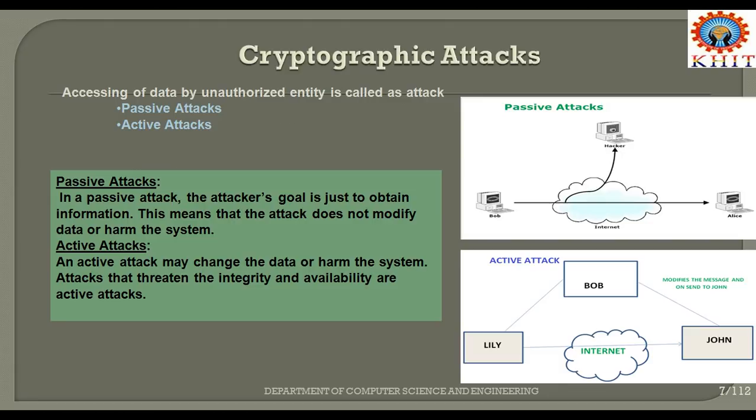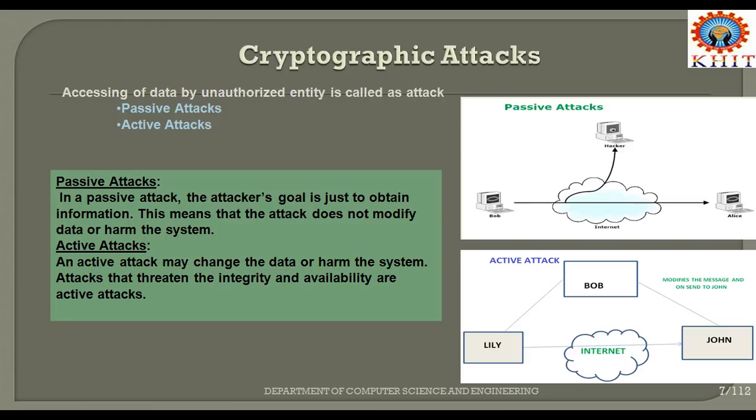The attacker's goal is just to obtain the information. That's it. This means that the attack does not modify the data or harm the system. Simply, he is watching and observing our data and enjoying our secret data. That type of attack is called a passive attack.